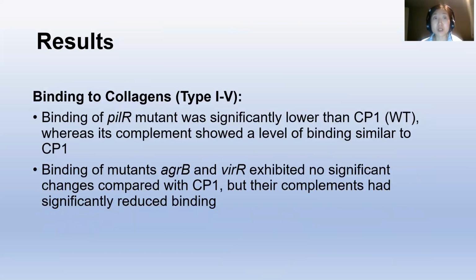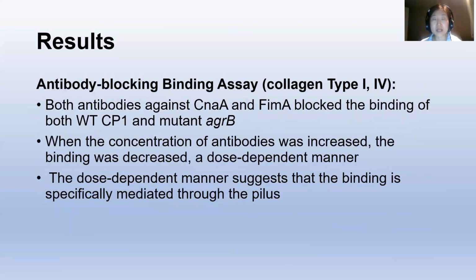We found from the collagen adherence assay that binding of the PilR mutant was significantly lower than wild-type CP1, while its complement showed a level of binding similar to CP1. In addition, binding of mutants AgrB and VirR exhibited no significant changes compared with CP1, but their complements had significantly reduced binding.